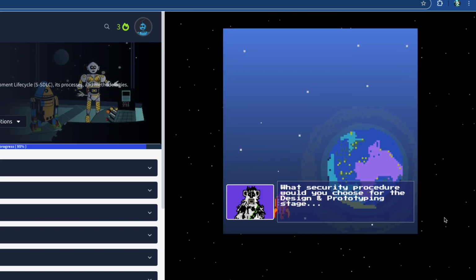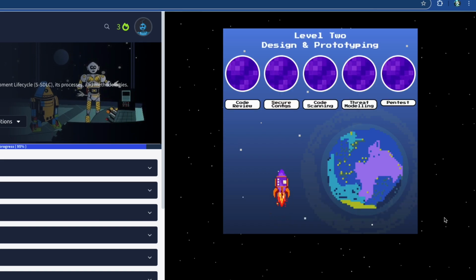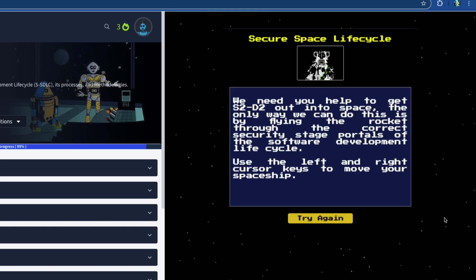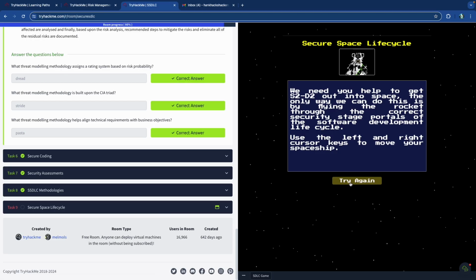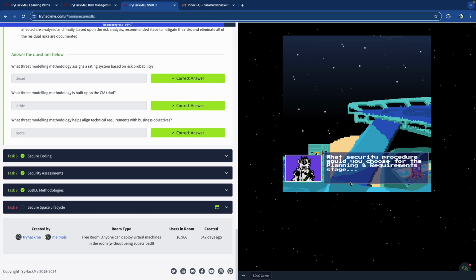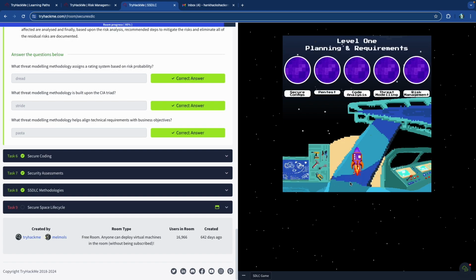Okay. What security procedure would you choose for the design and prototyping stage? Prototyping design would be threat. No? All right, here we go. I feel like this is the one. This is the one. We're going to win this one. This is the one. Okay.